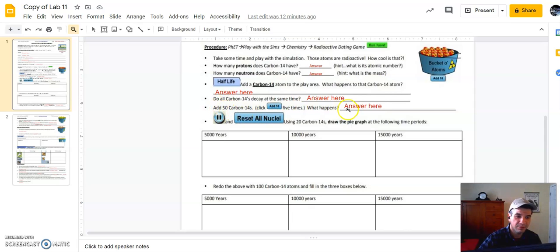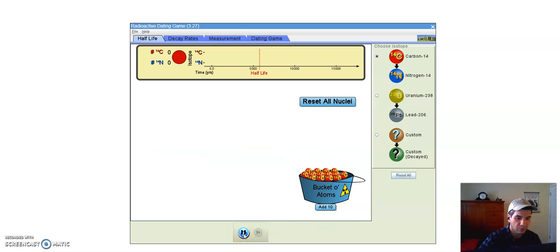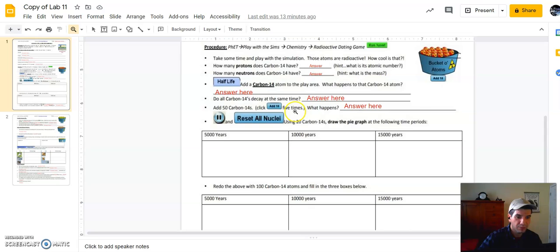Let's add 50 carbon-14 atoms. Click Add 10 5 times. What happens? One, 2, 3, 4, 5. There's 50. Let's take a look at what happens. Alright, so it appears that many of them decayed up front, and then a decreasing amount decayed as time progressed.